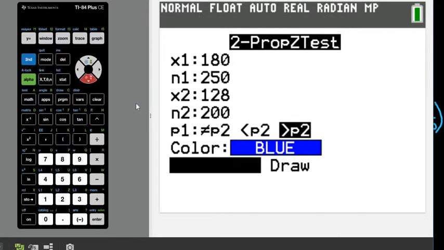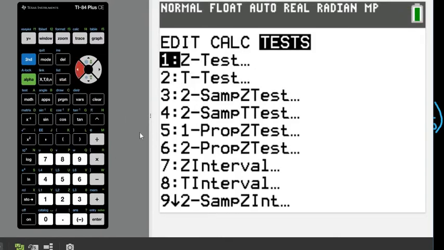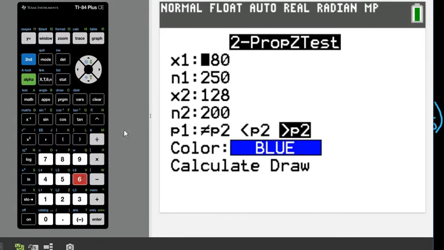And I am going to draw this in just one second, but I did want to point out that if I calculate this, it does give me my z, which is 1.8145. My p-value is 0.034798. It also gives us our p hat 1 and our p hat 2. And then notice right here, this is our p bar. The calculator gives it as p hat, which is the notation that some textbooks use instead of p bar. So I just wanted to point that out, that that was given to you. So I'm going to go back to the two proportion z-test. Everything is still the same because I haven't changed anything.